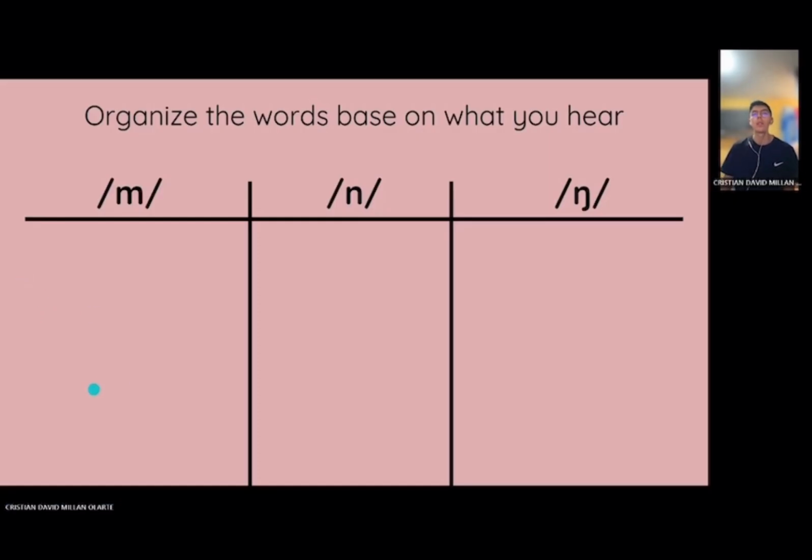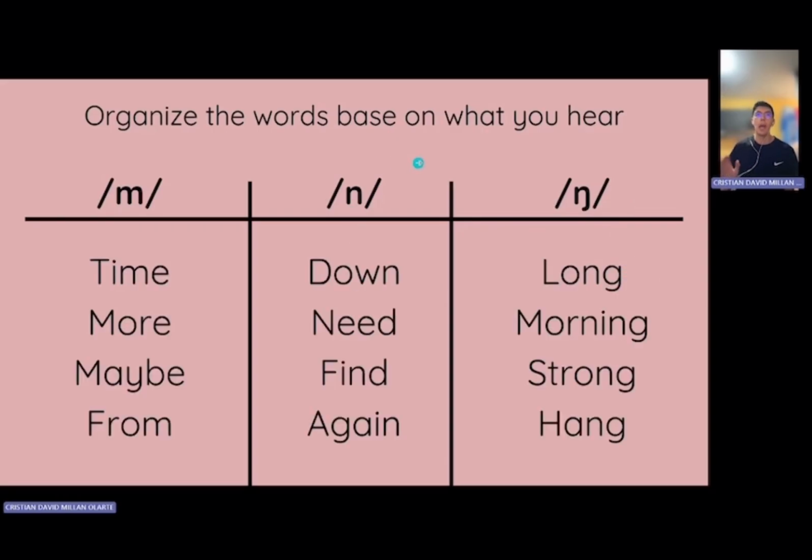That's good. So each of these words contain at least one of these phonemes. What you have to do is organize them in the correct column based on what you hear. So this is what we have here. In the column M, the phoneme M, we have time, more, maybe, and from. In the column N, the phoneme N, we have down, need, find, and again. And in the column eng, we have long, morning, strong, and hang.